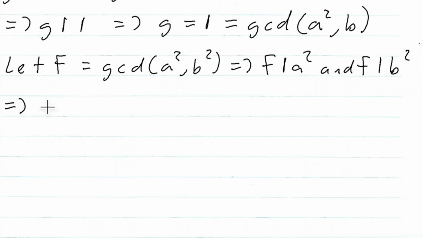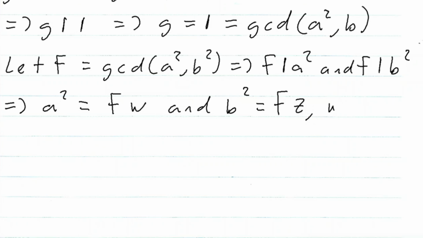So this means that a squared is equal to fw. Yeah, I haven't used w yet. And b squared is equal to fz, where w and z are integers, right? Okay. So let's see what I can do.